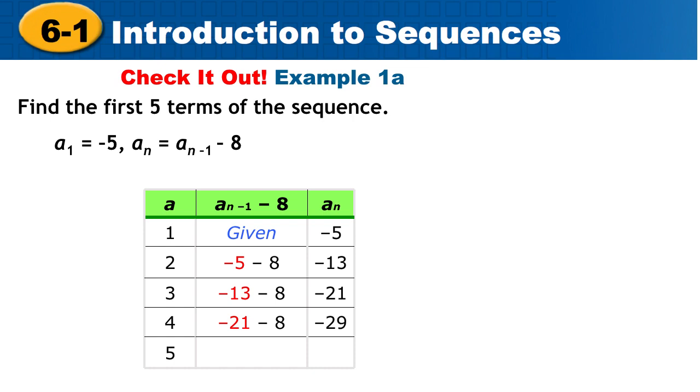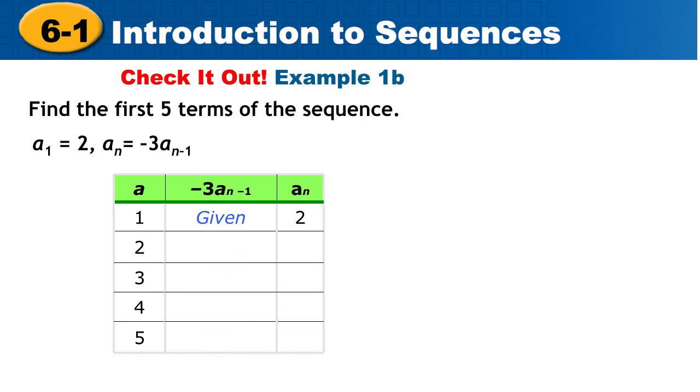Similarly, the last one, a sub 5 minus 1, which is a sub 4 minus 8. A sub 4 was negative 29. So negative 29 minus 8 gives you negative 37. So it's pretty easy because we are already given the formula. We are given the first term. So by using the previous term, we generate our next term.